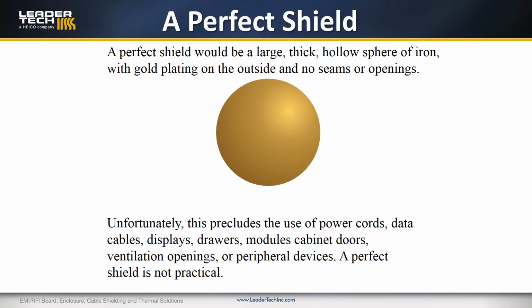So what would be an example of a perfect shield? The ideal shield is a large, thick, hollow sphere of iron with gold plating for maximum conductivity and no seams, gaps, or openings. Obviously, this isn't manufacturable or feasible because you wouldn't have any openings for power cords, cables, connections, anything like that. So we have to design our shields so that they still work in the real world, but they still provide the best levels of shielding effectiveness.